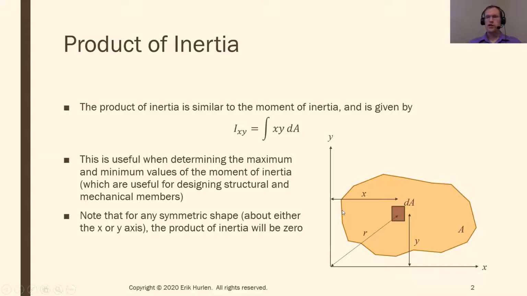For any symmetric object, some of the common ones we saw last class, things like spheres and circles, the product of inertia is always 0. So if it's symmetric about either the x or y axis, Ixy will be 0, mainly because you have the same amount of area on each side, and so that's going to cancel out.